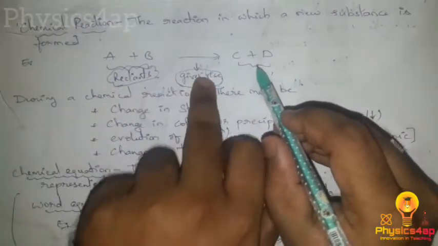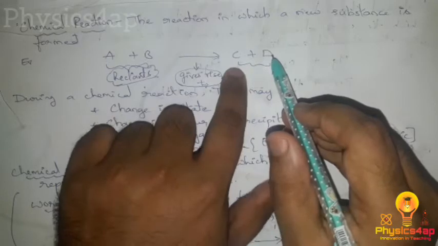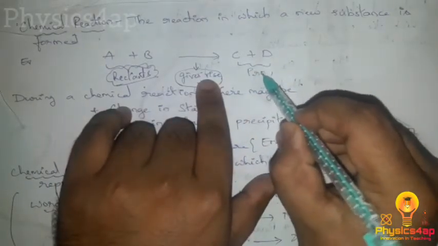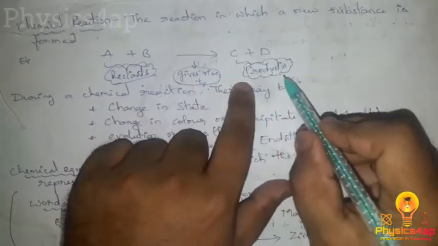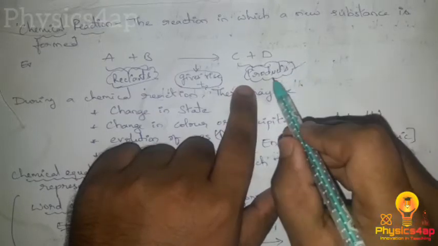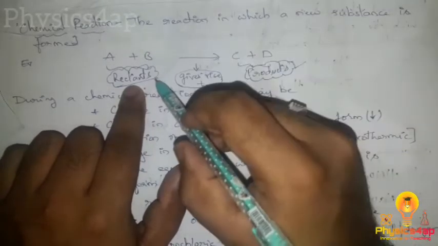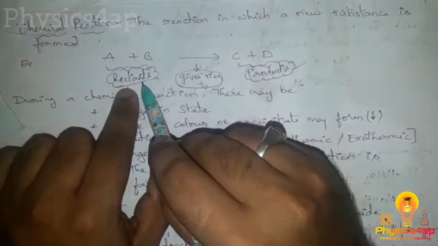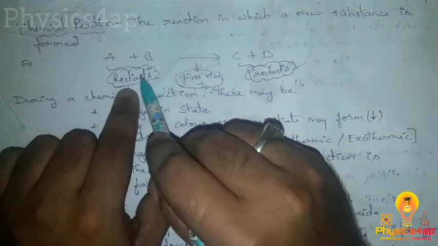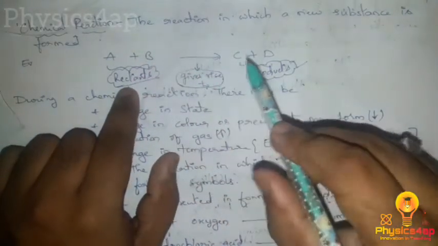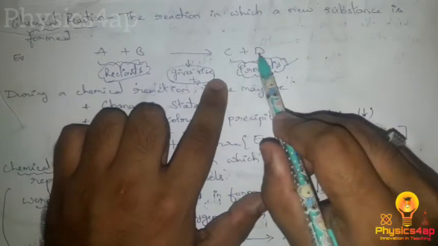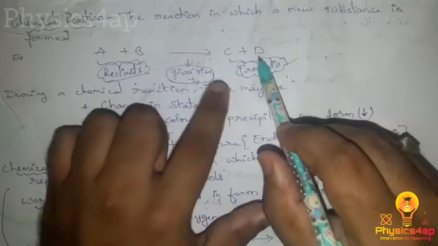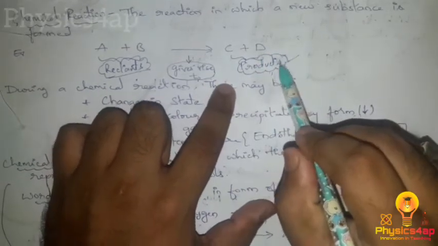On the right side of the arrow mark we have C plus D, which are called the products. The products are the new substances formed in the chemical reaction. So I think you got the definition of reactants and products. Reactants are the chemicals participating in the chemical reaction. When they react, it gives rise to new substances, C plus D. The new substances formed in the chemical reaction are called the products.